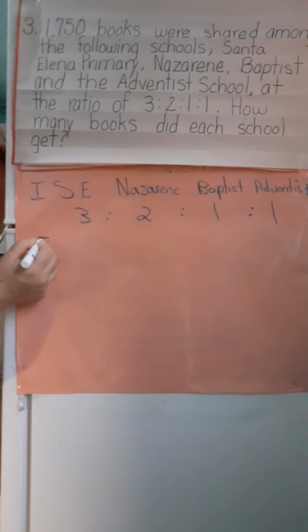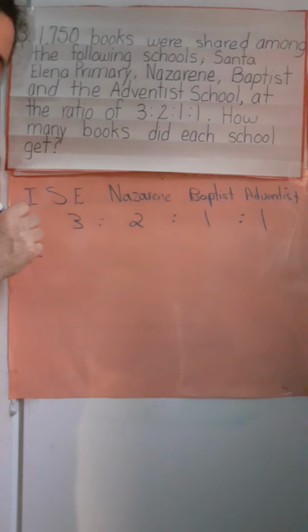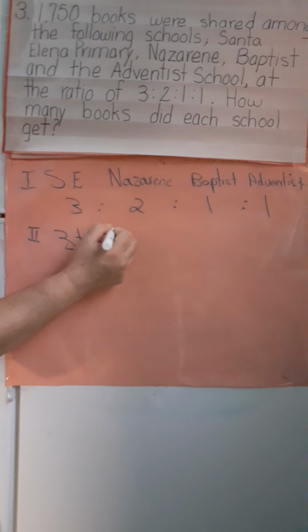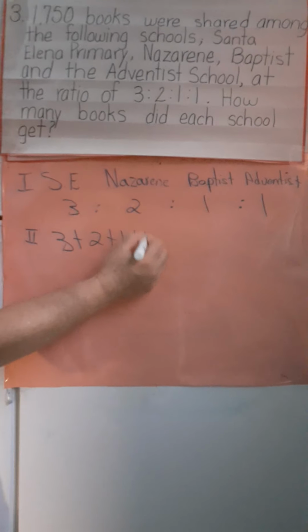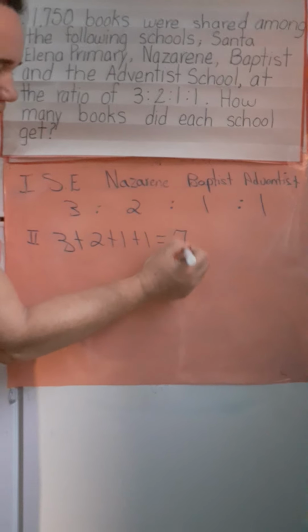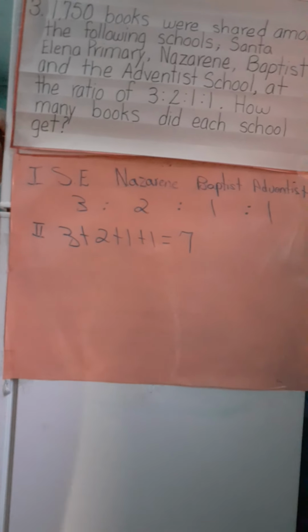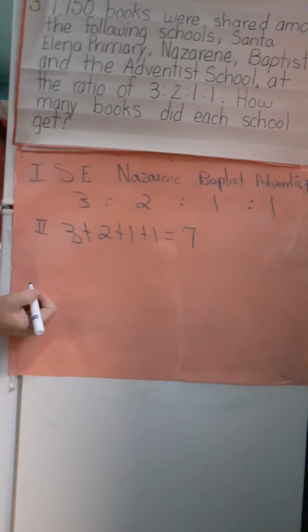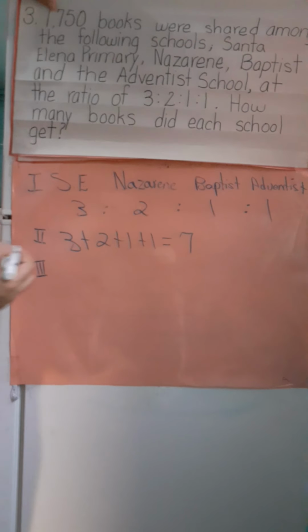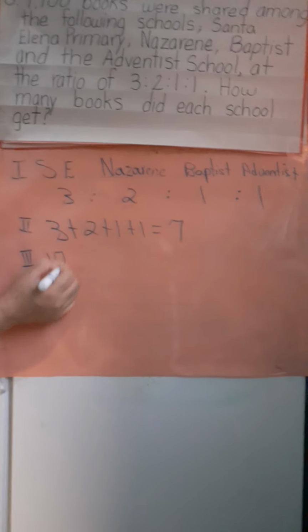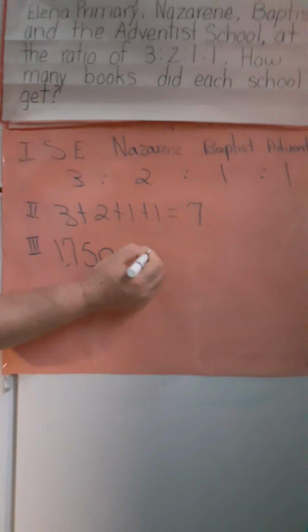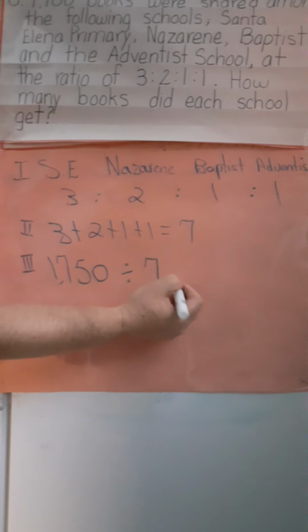Now we go to our second step. What is our second step? Good, you got it. We add the ratios. 3 plus 2 plus 1 plus 1 gives us how much? Right, it gives us 7. Okay? Now, we are going to take the total amount, which is 1,750 books, divided by 7, by this answer here.